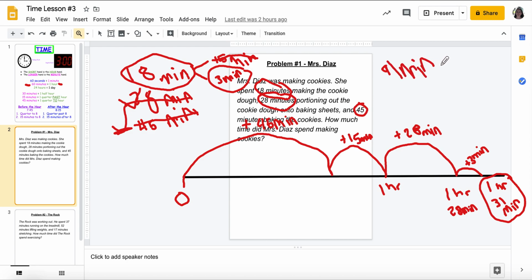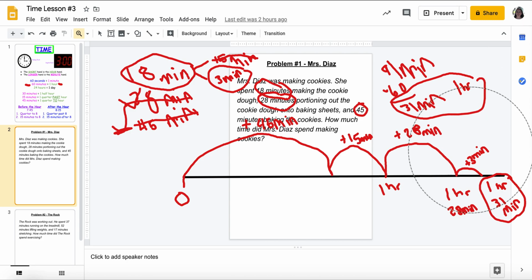Well, if it's 91 minutes, how many minutes are in an hour? 60. So I could subtract 60 and know that I have 31 minutes left, and then say that it is 1 hour and 31 minutes. That's the other way I could have solved it. But I love this open number line because it gives us the visual of what we're doing and how we're solving it. So let's do one more problem real quick that I've made.